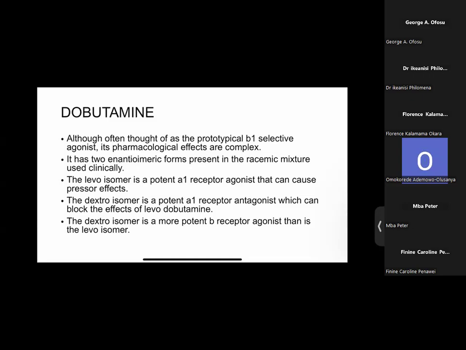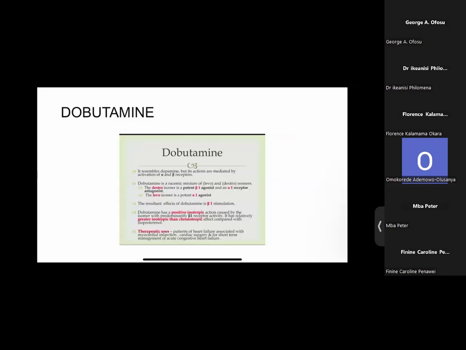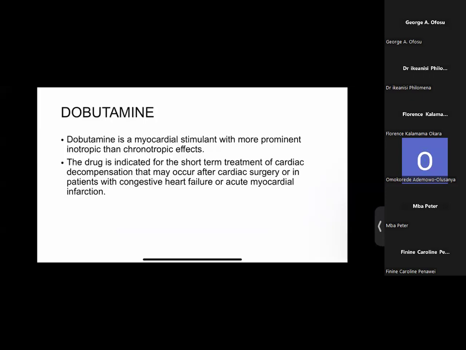So we have the levo and then the next slide. This is talking about dobutamine, just what I have explained. It has positive inotropic effects, which are predominantly by the beta 1 receptors, and it also has alpha 1 agonist and alpha 1 antagonist actions by the levo and dextro isomers. The therapeutic use of dobutamine is in patients with heart failure, those with myocardial infarction, and those who underwent cardiac surgery, for short-term management of acute congestive heart failure. The next slide is exactly what I have just said.